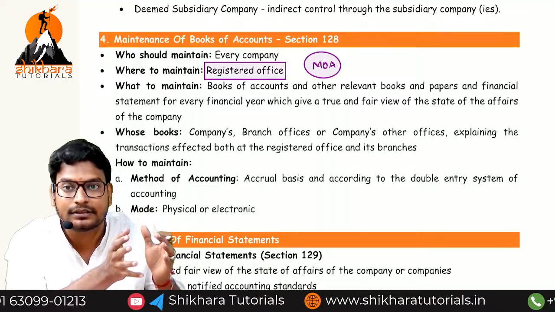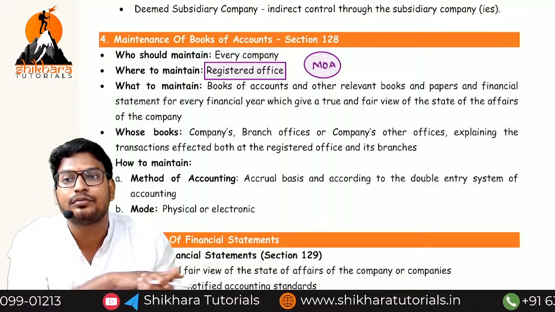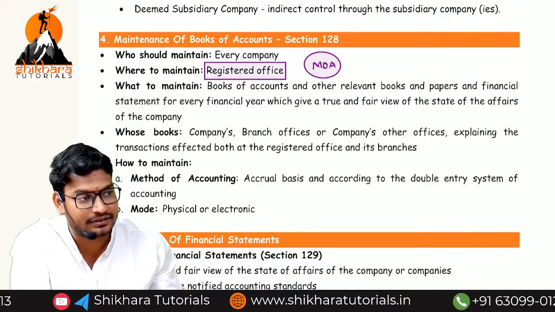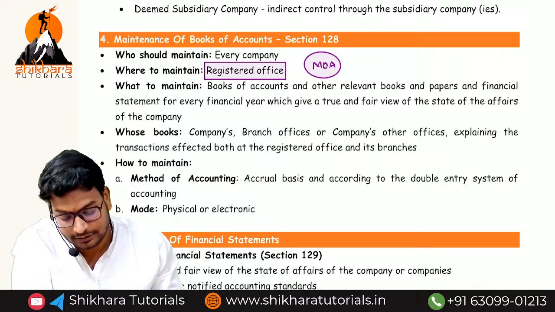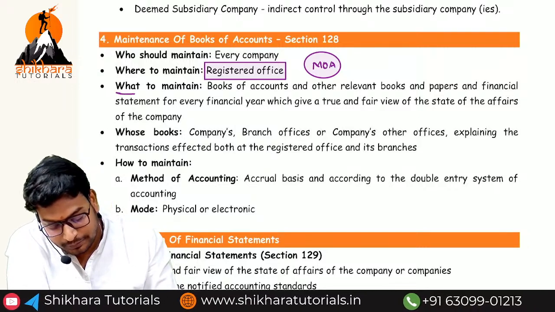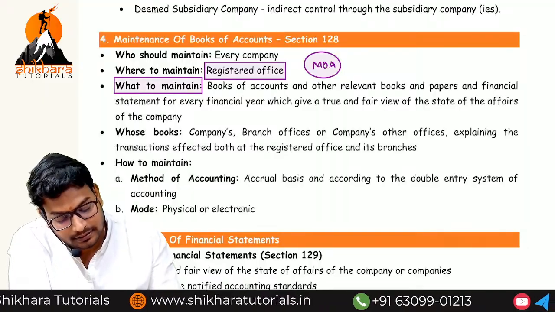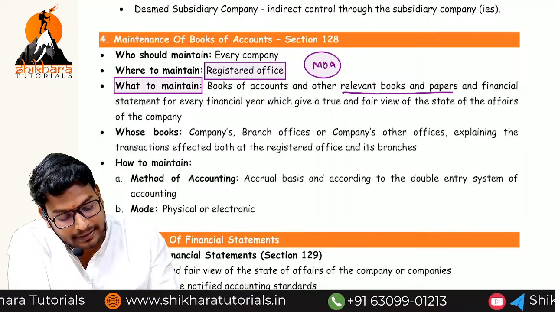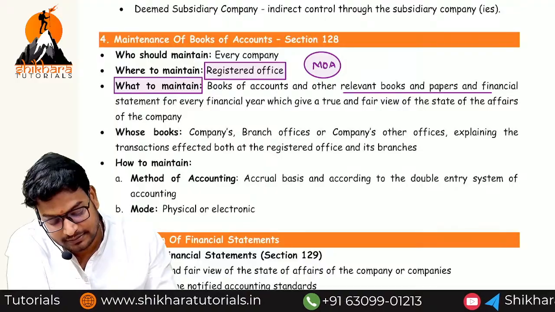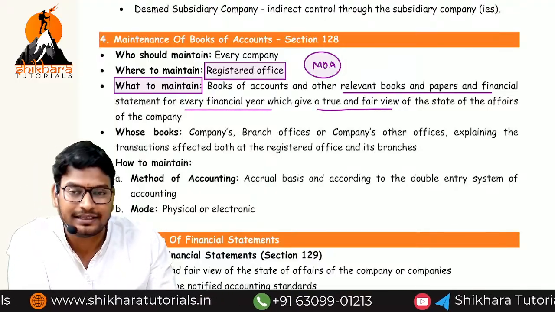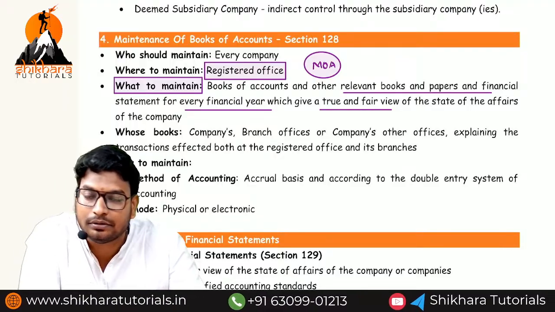In that registered office only we have to maintain the books of accounts. What is the meaning of books of accounts? Journal, ledger, subsidiary books. These are called books of accounts. What to maintain? The relevant books and papers of the financial statements of every financial year, which give a true and fair view.